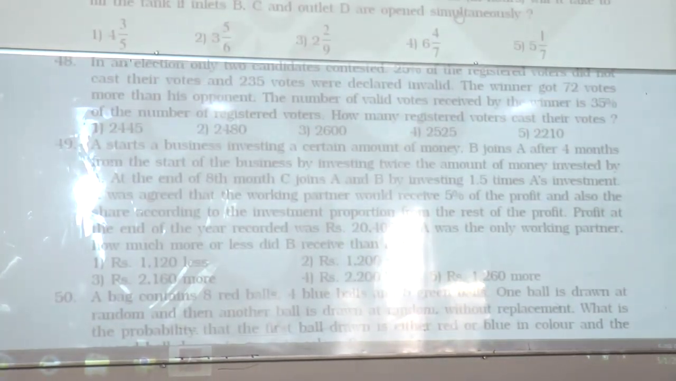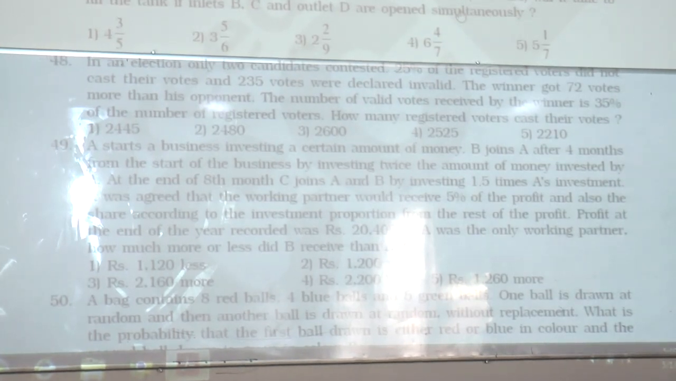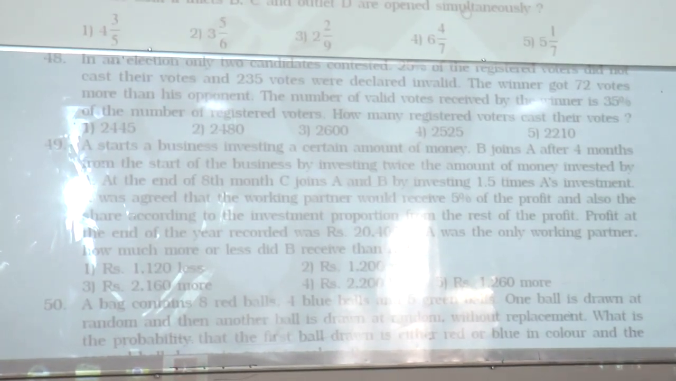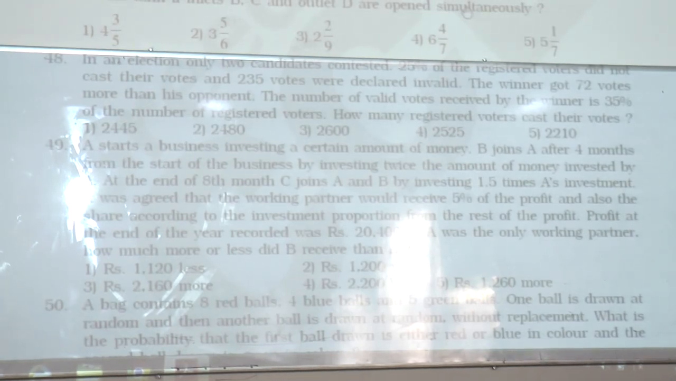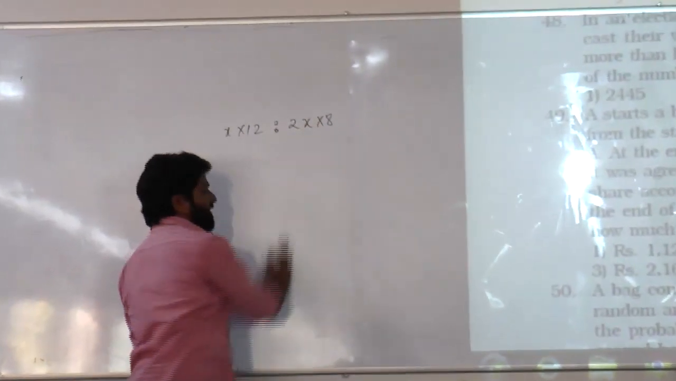(49) A starts a business investing a certain amount of money. B joins A after 4 months from the start of the business, so he will be there for only 8 months, by investing twice the amount of money invested by A. So A started business with X rupees and will be there for 12 months. B started after 4 months, so he will be there for 8 months and invested twice the amount invested by A.